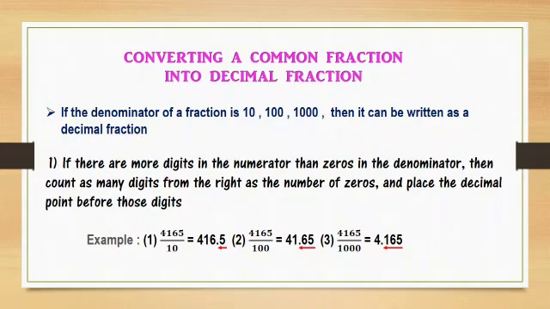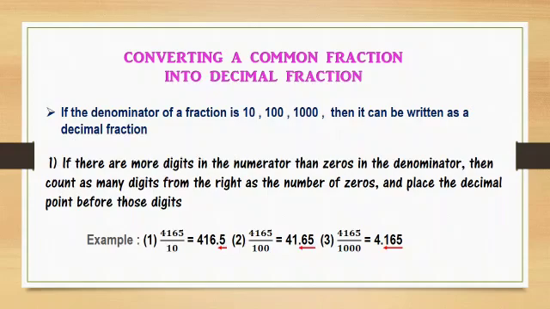4165 upon 10. Here we have 4 digits in the numerator and 1 zero in the denominator. So now we have to count 1 digit from right as we have 1 zero in the denominator and place the decimal point before 1 digit, that is before 5. So now the answer is 416.5.